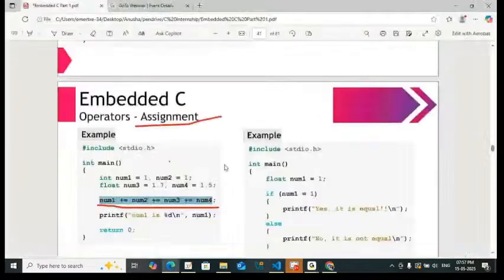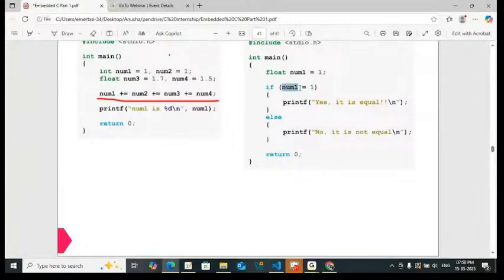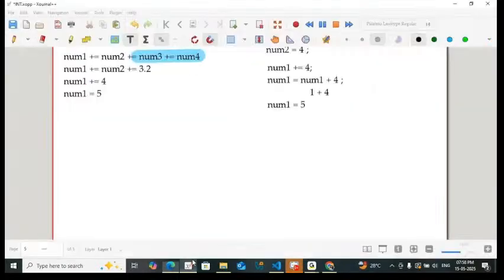Okay, then one more example of the assignment operator here. Num1 is assigned the value 1. In place of the condition, 1 will be taken. If of 1 is always a true condition, so it prints yes, it is equal. Remember the assignment operator: on the left hand side we will have a variable, and on the right hand side we will have a value to be assigned to the variable on the left hand side. So that is about your assignment operator.